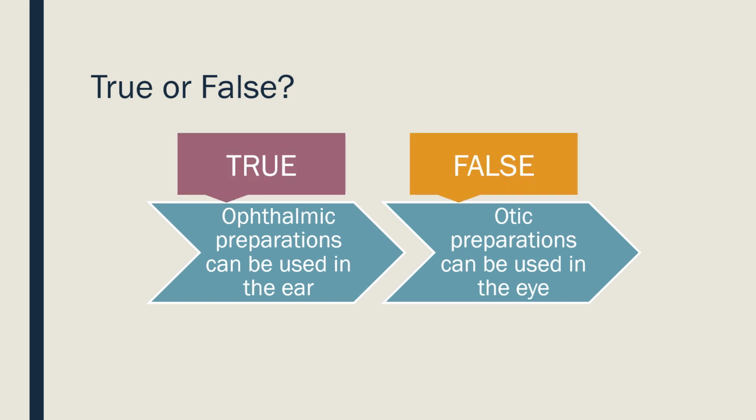Ophthalmic preparations have a neutral pH and therefore may be better tolerated than otic preparations, and therefore ophthalmic preparations can be used in the ear. However, otic preparations cannot be used in the eye due to the concern for pH, clarity, and etc. that's needed in eye drops.